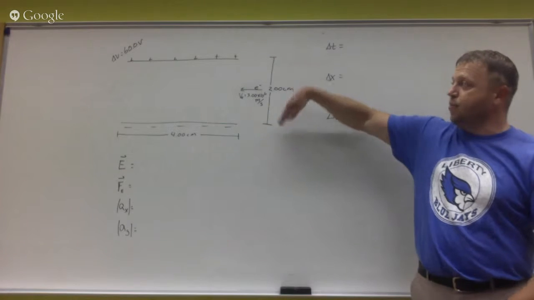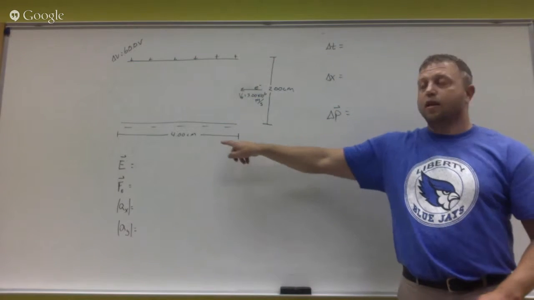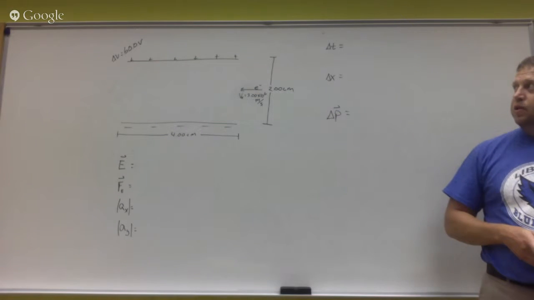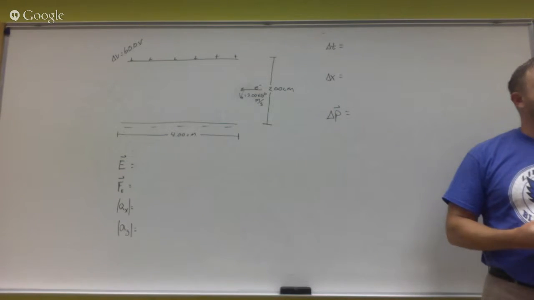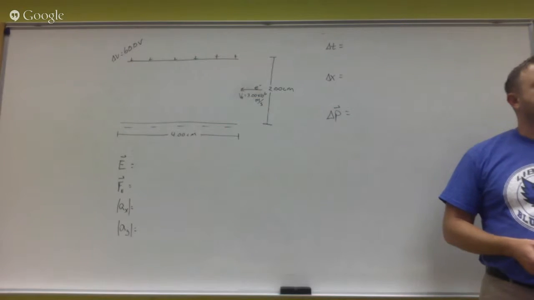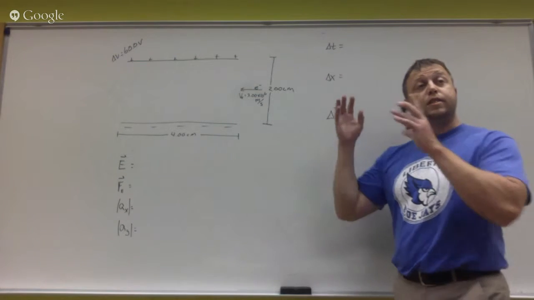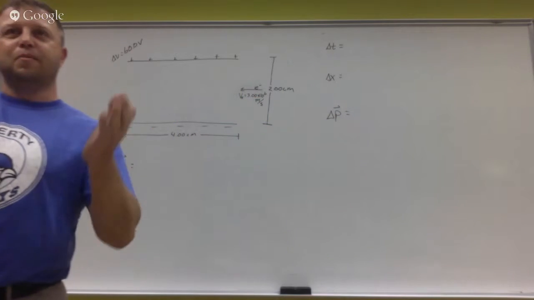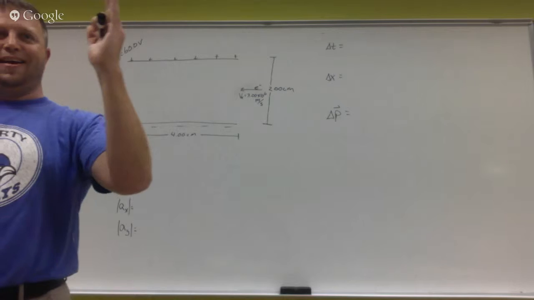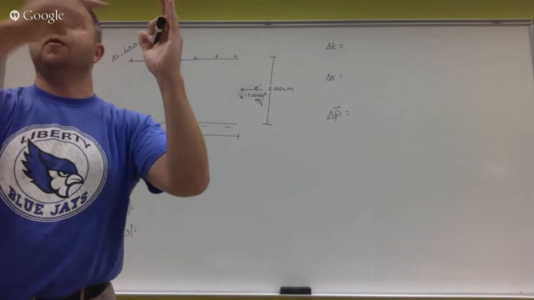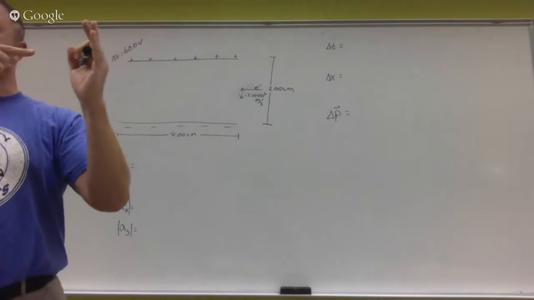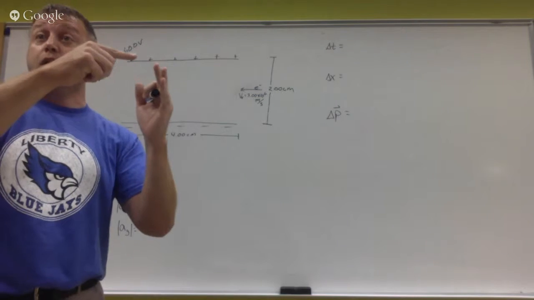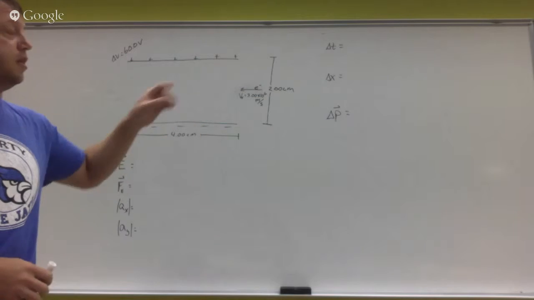Okay, so we got a separation distance. The length of the plates is 4 centimeters, and we have a potential difference of 60 volts. Now, what's different about this problem than the one I did on Friday? I had the plates this way, and I accelerated the proton across the plates, right? We started at rest and we accelerated. I've already got this one moving.